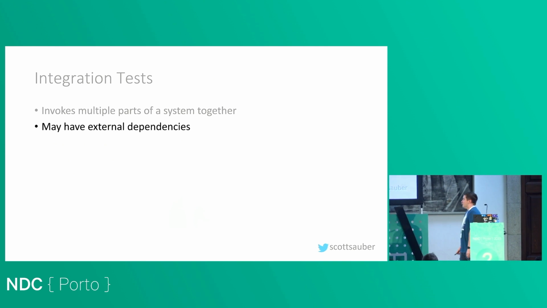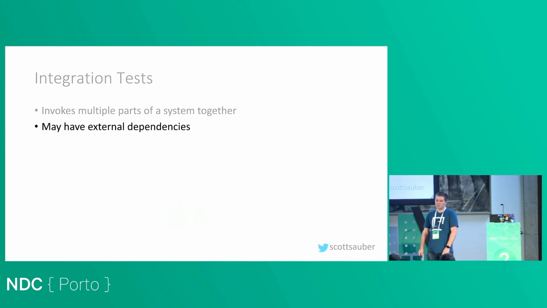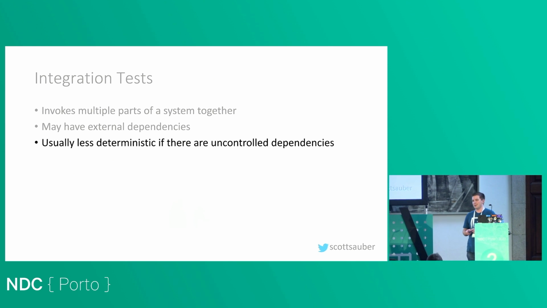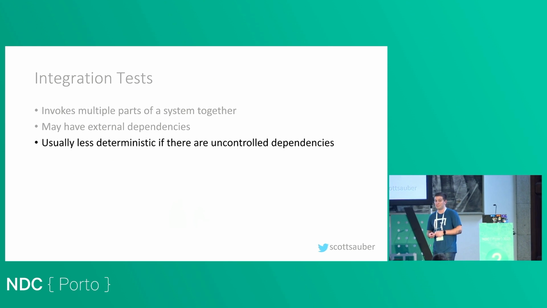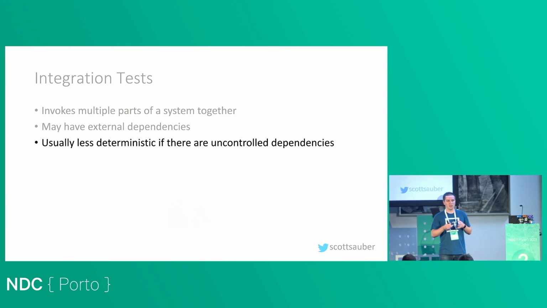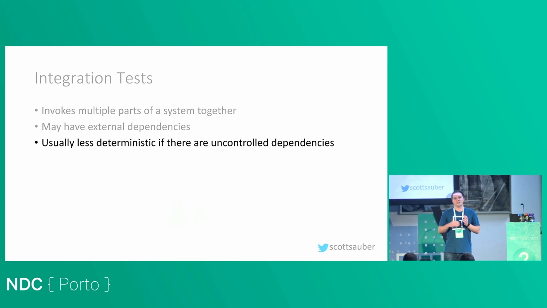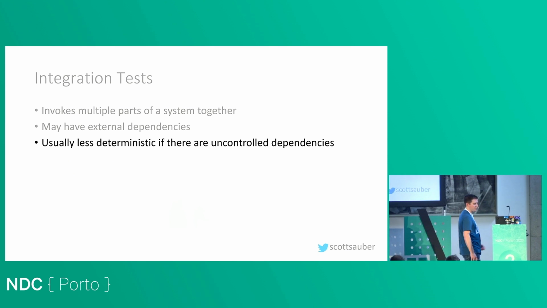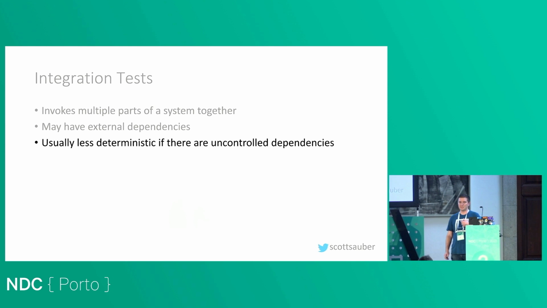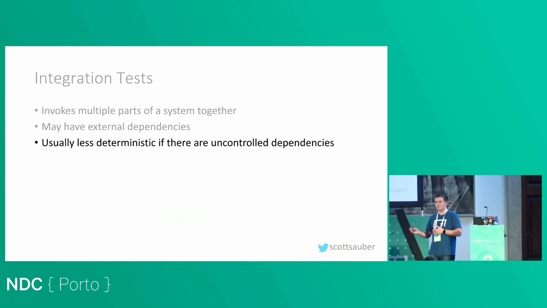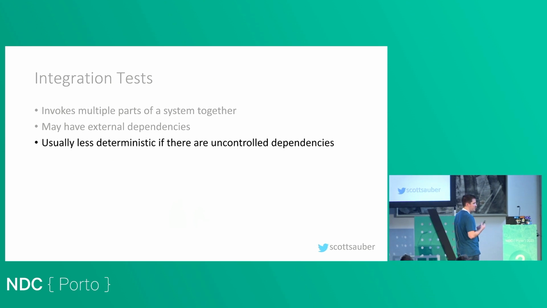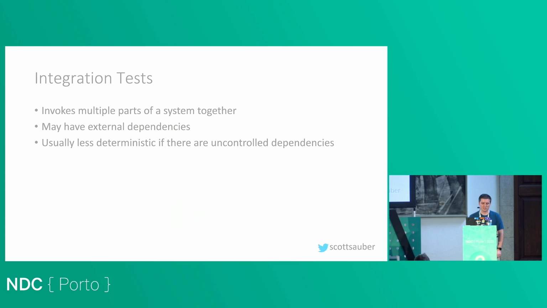So it might have external dependencies, like I mentioned, and it's usually less deterministic if you don't have what's called a controlled dependency. So if you have an uncontrolled dependency, meaning you're calling out to an API that you don't own, then you might have some flakiness where if you run it 1,000,000 times, it might fail sometimes because that API goes down. So that is a trade-off with some integration tests: if you don't have a controlled dependency, and let's say you're using a shared database and you're not using a Docker database that you can just spin up locally, then these types of tests might not be as deterministic.